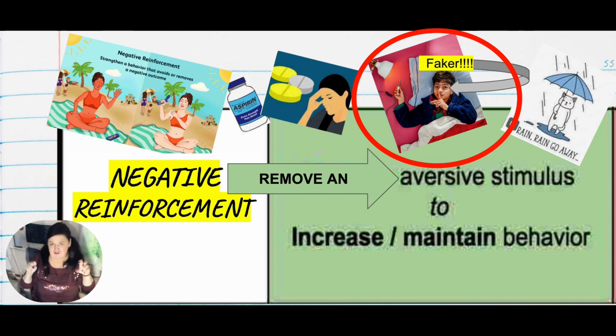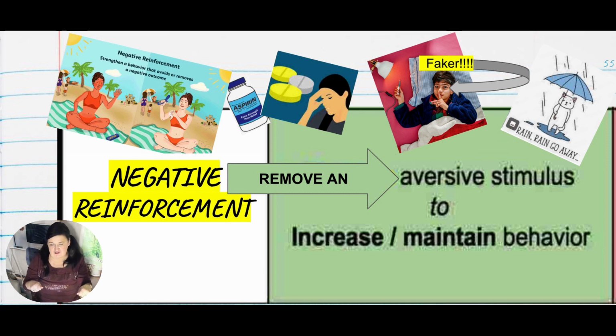The aversive thing is the school going. But we increase the faking of the illness behavior through negative reinforcement, by taking away or subtracting the aversive scenario, which is the school going. Okay? We don't want to go to school. So we increase our not going to school. We reinforce not going to school by faking an illness.